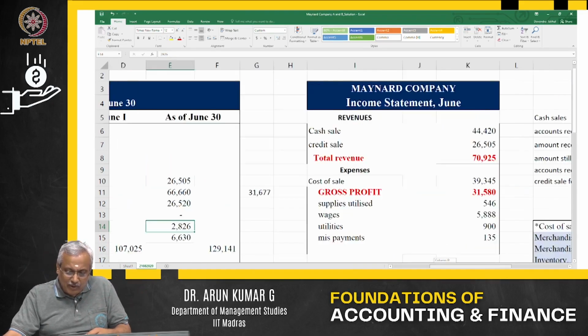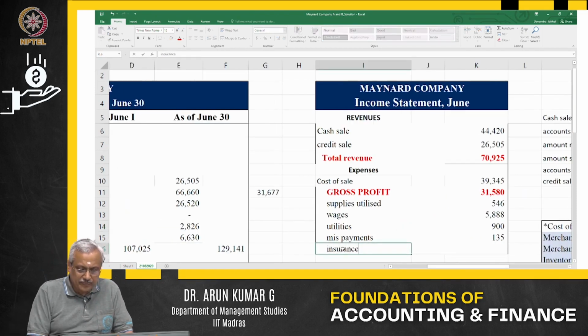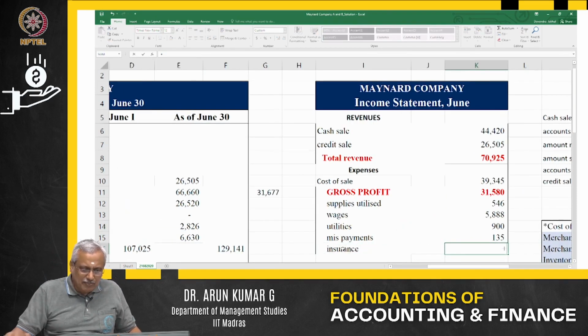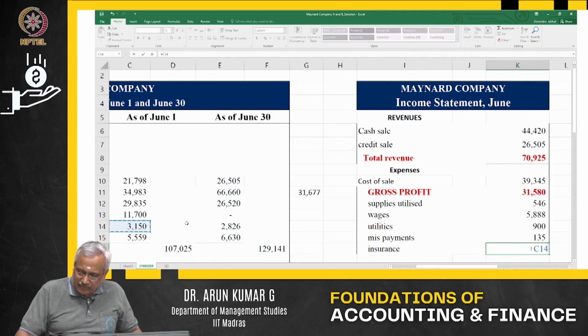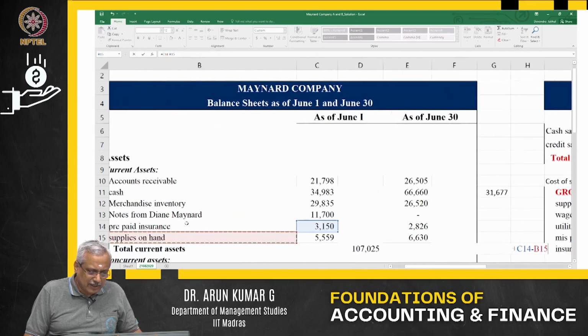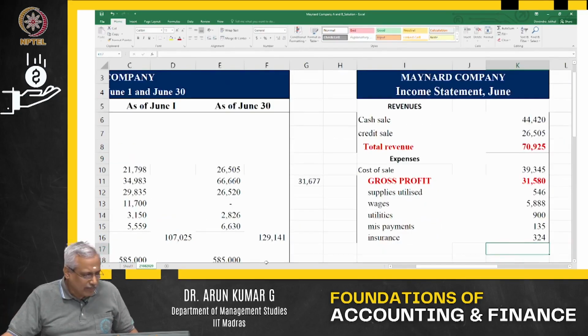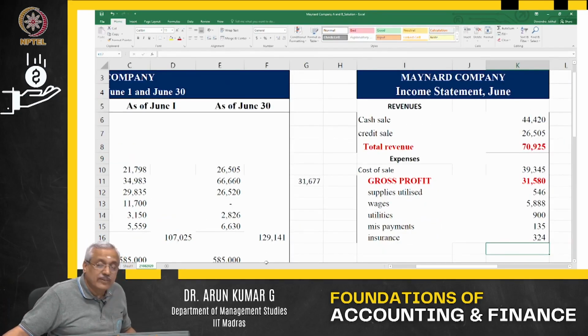That means, if I go back to my P&L out here, I will say insurance. What is the insurance pertaining to the month of June out there? Pertaining to the month of June, 3150 minus 2826. The difference between the two pertains to the month of June out there, and that is what we have taken.